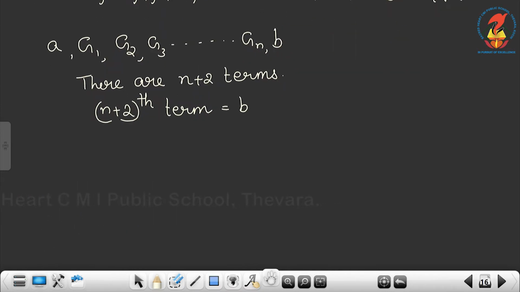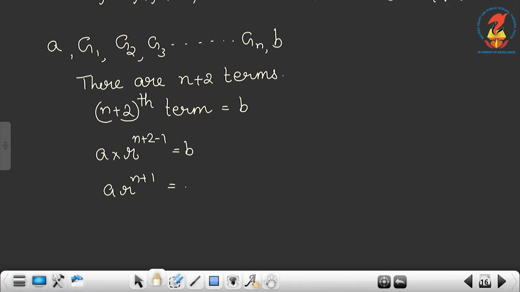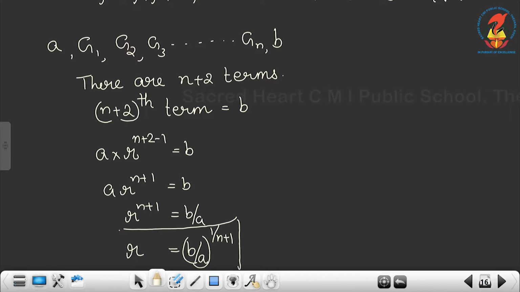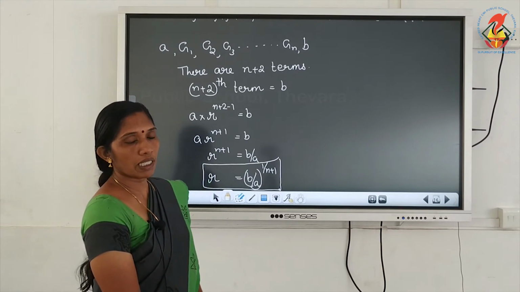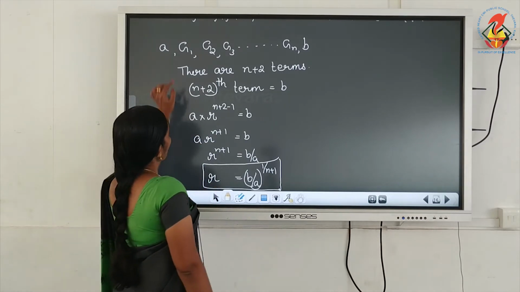Now write the expression for the n plus 2th term. It is a GP, so the n plus 2th term is first term into r raised to n plus 2 minus 1. That is a r raised to n plus 1 is b. So r raised to n plus 1 is b by a, or r is b by a whole raised to 1 by n plus 1. In this way we can find the common ratio if we insert n numbers in between two positive numbers a and b.